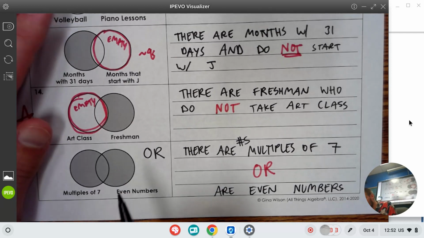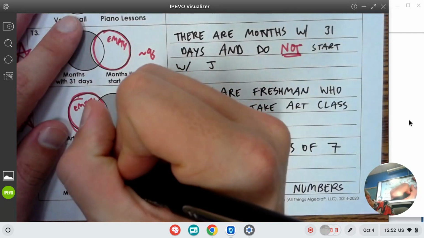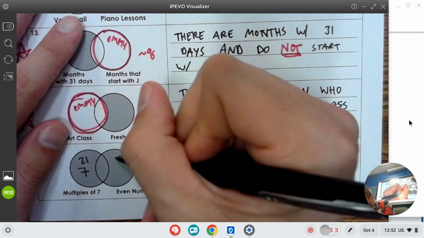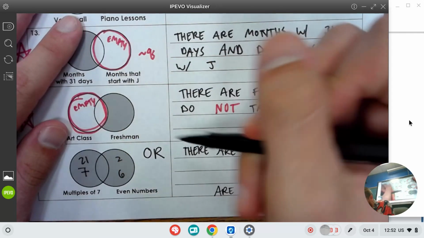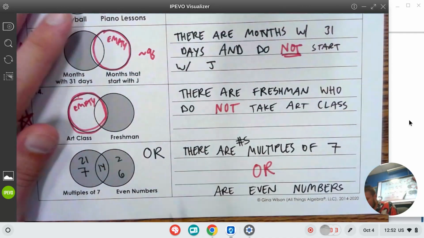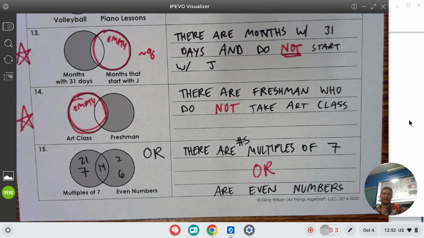There's numbers that are multiples of 7, like 7, 21. There are numbers that are even, like 2, 6. And there are multiples of 7 and even numbers like 14. And we respect all of them. Everybody wins. All right, Venn diagrams.